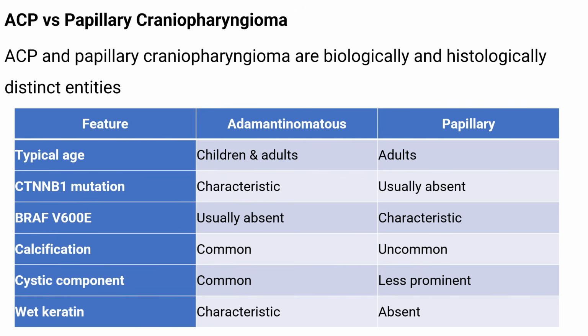It usually has less prominent cyst formation, calcification is uncommon, and wet keratin is absent. Recognizing these differences helps distinguish the two tumor types and supports accurate diagnosis and treatment planning.